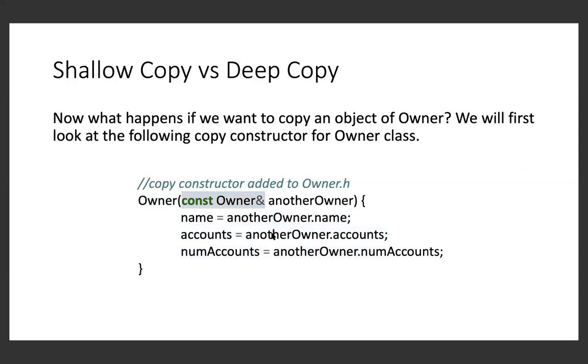Now, what we're doing here is initializing the name to the owner name of the other owner that we're passing here. We're making a copy of it. And then the accounts. This is important. This is the accounts array, and we're basically making a copy of this array coming from the other owner. And this is the number of accounts. We're also making a copy of the number of accounts.